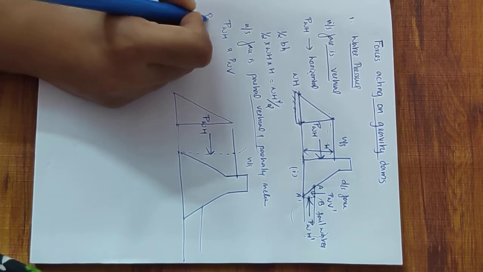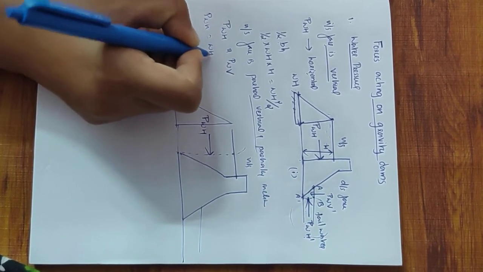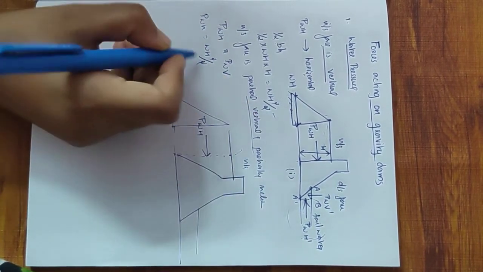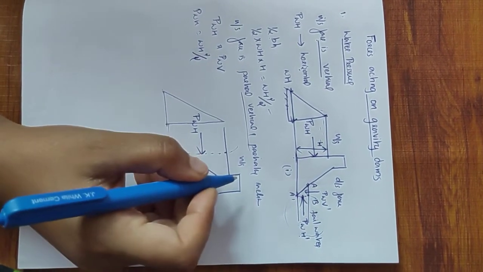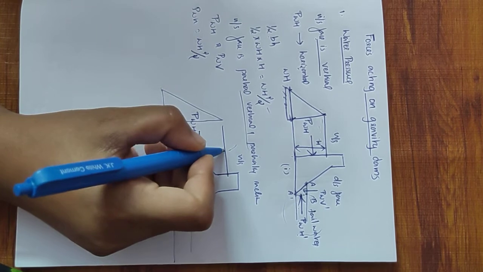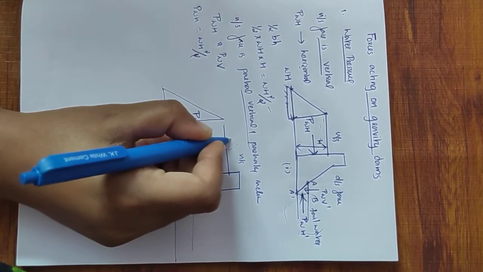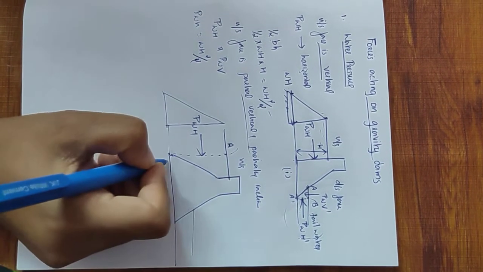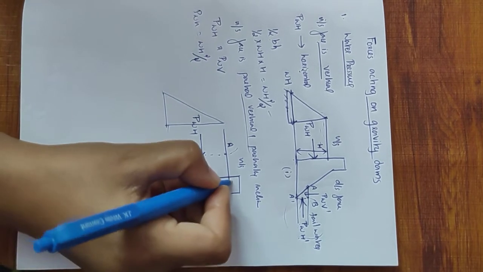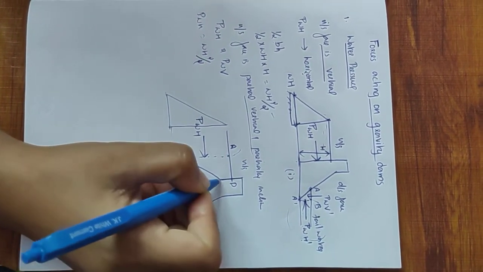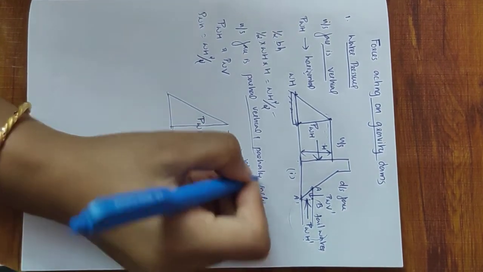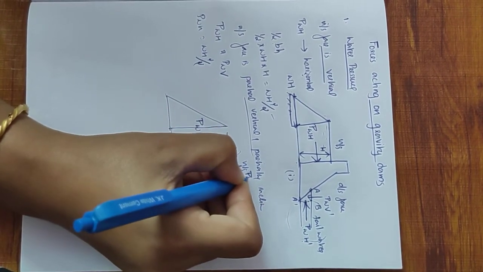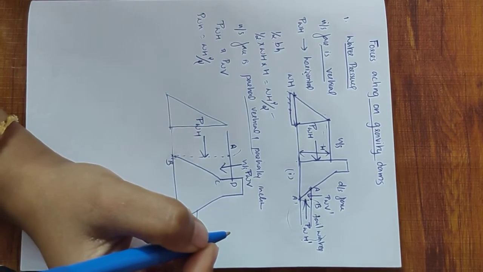PWH will be equal to W into H square by 2, that is this value. What is PWV? PWV is the vertical component of the water pressure exerted by this column of water, that is A, B, C, D. The water present in this column will exert a pressure which will be vertical in nature, and the value is equal to PWV.